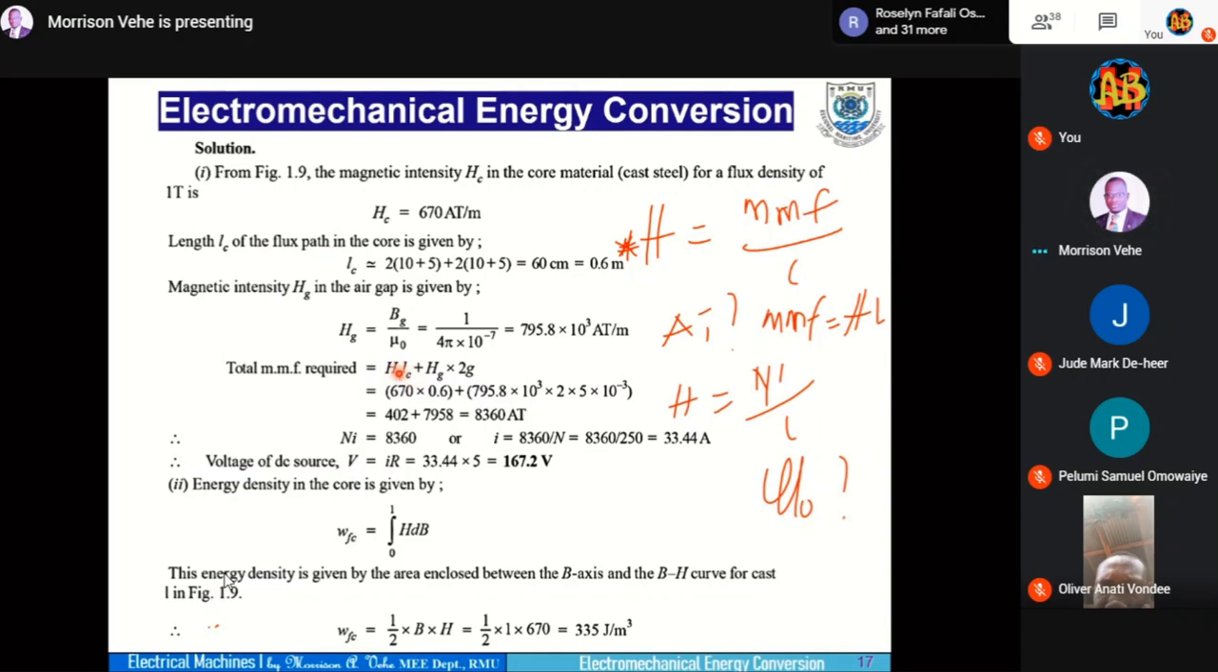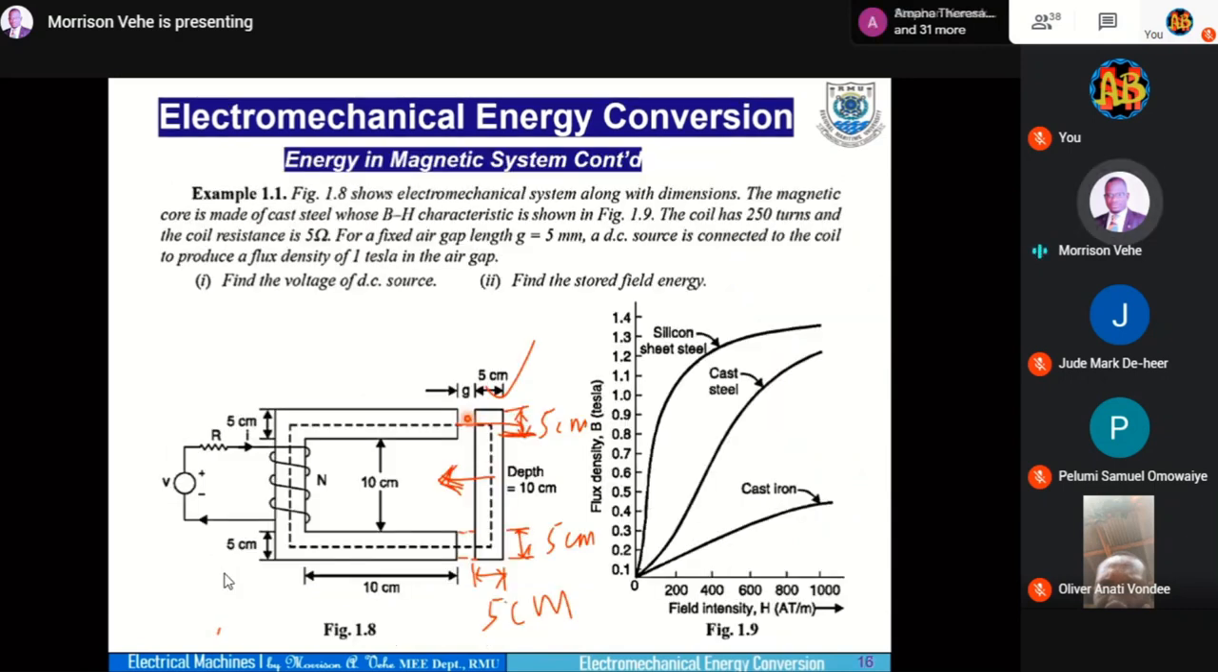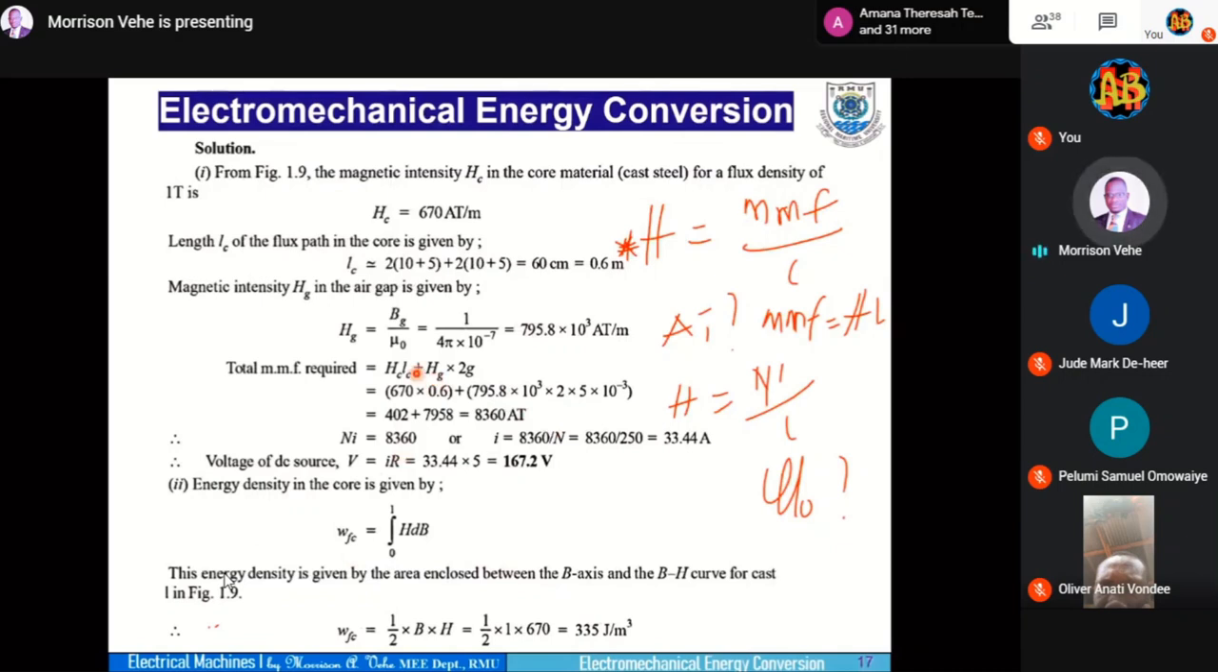Plus you have to factor in that of the air gap, what is happening in the air gap. You see, you have an air gap here, you have an air gap here. So that's why we are having twice of that. If we do that, we are going to get 8360 ampere turns.